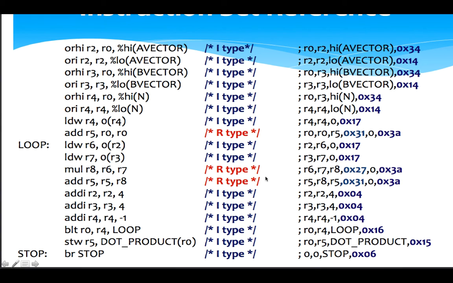You can see the OPX is contained in the R type instruction set. From there, this is the loop program. After every loop, if the branch less than condition is satisfied, it goes back to the loop and continues again. If it is not satisfied, then it moves to the stop. At the end, we can see the output is stored in the R5 register.